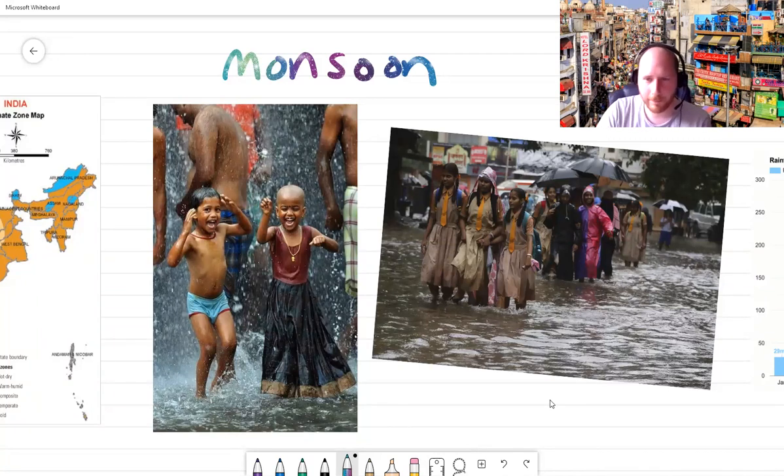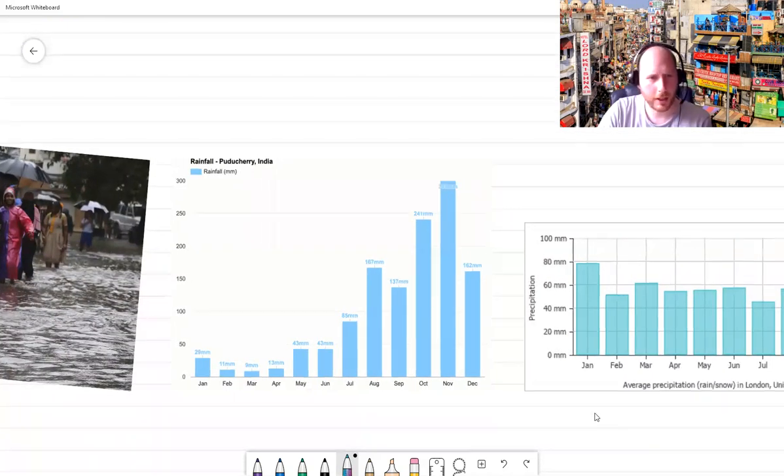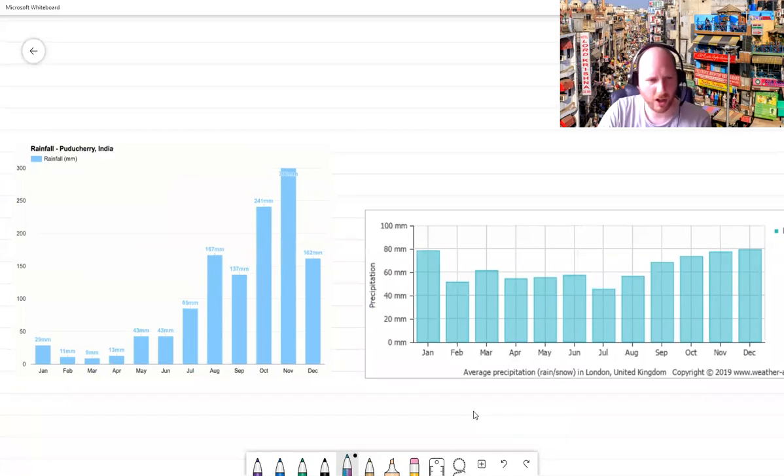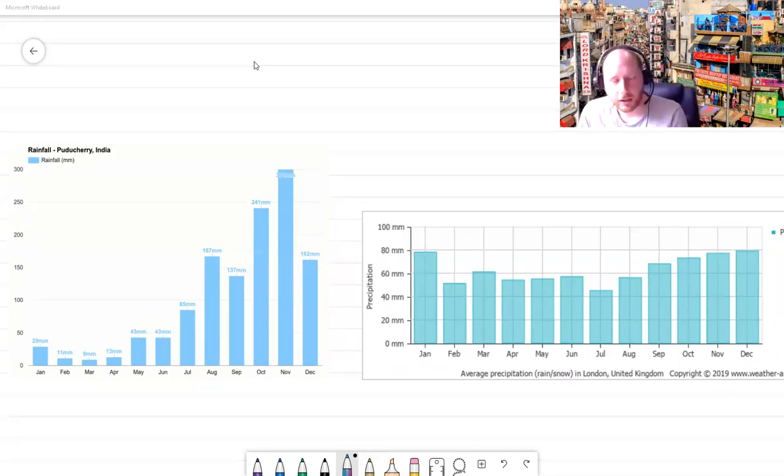Satisfying. Now let's just have a look at how this rainfall works over here. I've got two graphs here, or charts, I should say. One which is for Pondicherry, down in the very, very south of India, and one that is for London, which is in the UK, if you weren't sure. And so we're going to compare our rainfall from these two.